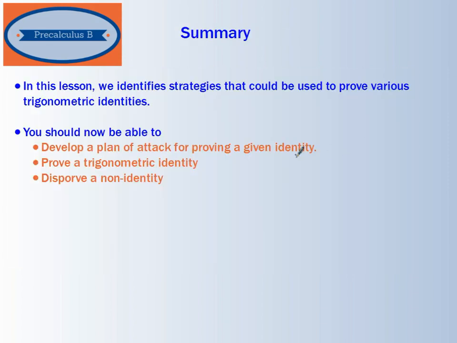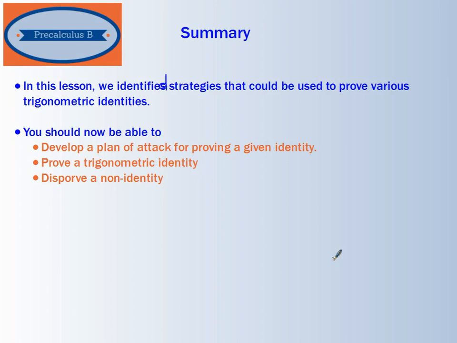So in summary, in this lesson, we identified strategies that could be used to prove various trigonometric identities. We developed a plan of attack. You should be able to jump in and develop that plan of attack for proving a given identity. If we give you an identity to prove that can be proven, you should be able to do it. Now, it's not going to be perfect. You're not going to be able to do everything right off the bat, but you should at least know how to use strategies and identities to work from one side to the other.